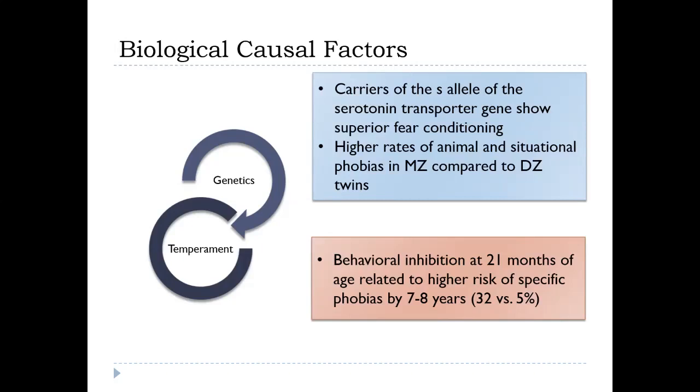In terms of genetics, we also see higher rates of animal and situational phobias in monozygotic compared to dizygotic twins, right? So remember, monozygotic twins are identical twins. They share 100% of their genes. Dizygotic twins are fraternal twins. They share 50% of their genes. So they're no more related than brothers or sisters who aren't twins. So if a disorder has a genetic component, you should see higher rates in identical twins compared to fraternal twins, which is exactly what you see here in the animal and situational phobias.